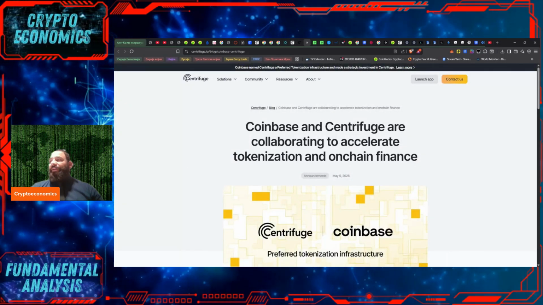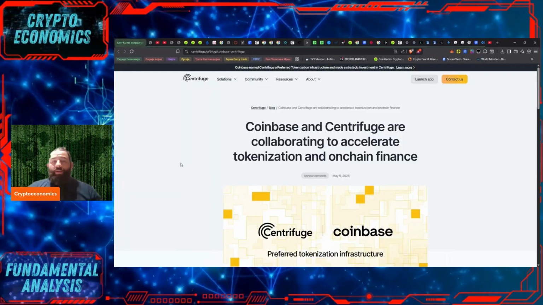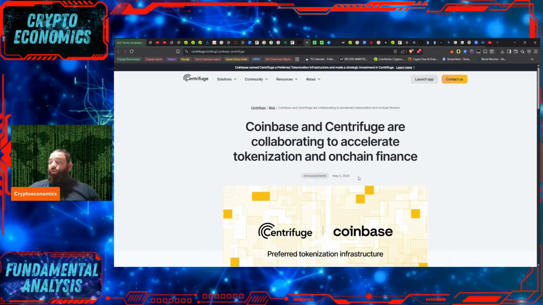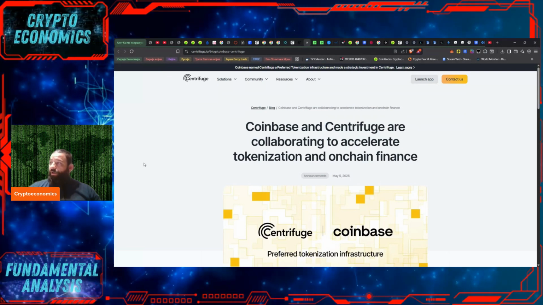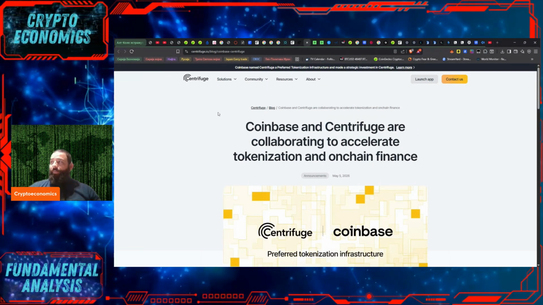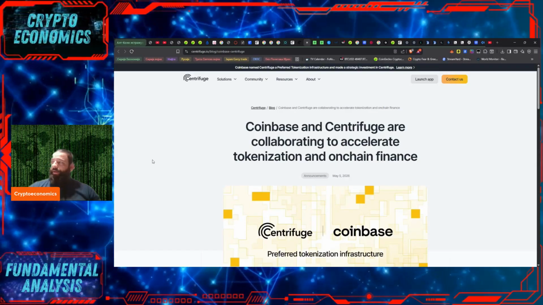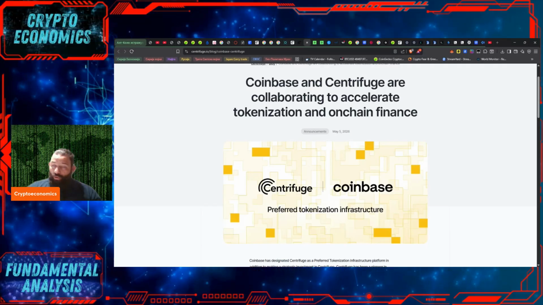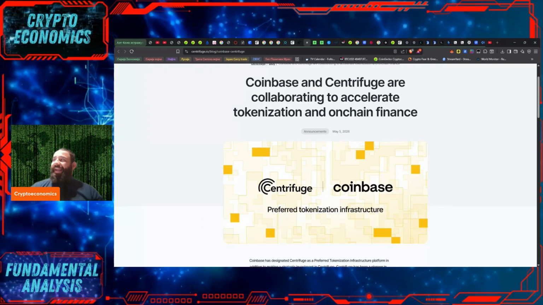Since we are in the fundamental analysis part, we're going to go through some news about this project. The first and most important is that Coinbase announced on the 5th of May 2026 that it will be using Centrifuge practically exclusively for tokenization. This was announced by Coinbase and Centrifuge together. I can imagine this is the Base blockchain, which has just split from the Optimism chain, and now they want to build their own layer 2 blockchain. Base will be using Centrifuge for anything they're planning to tokenize.